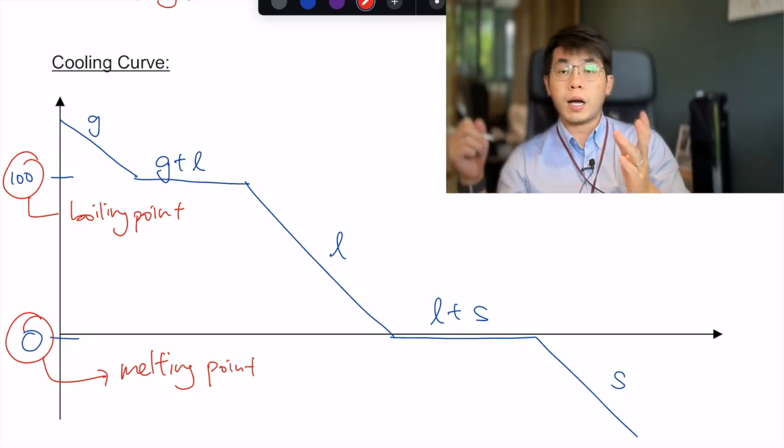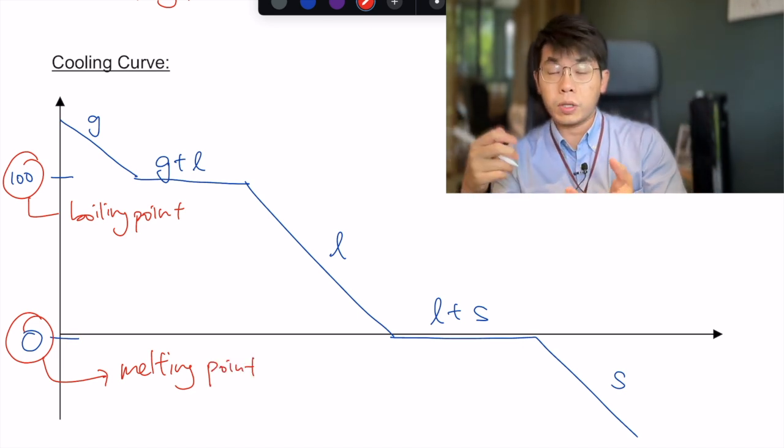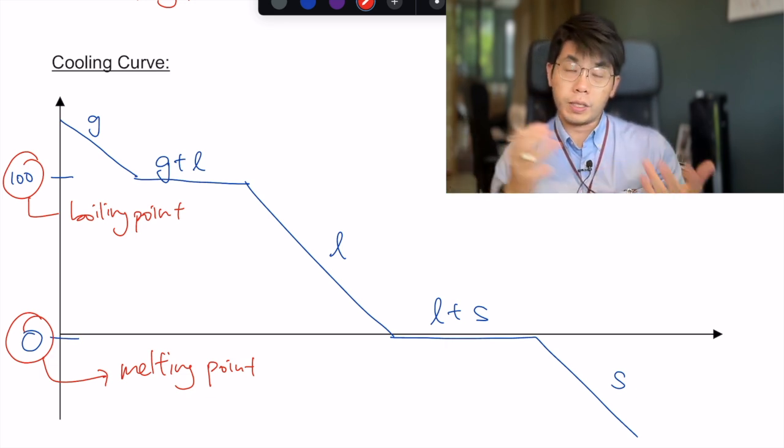All right, so that's how you represent your state changes in the form of a temperature graph.